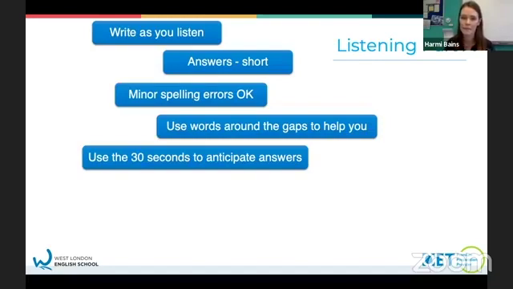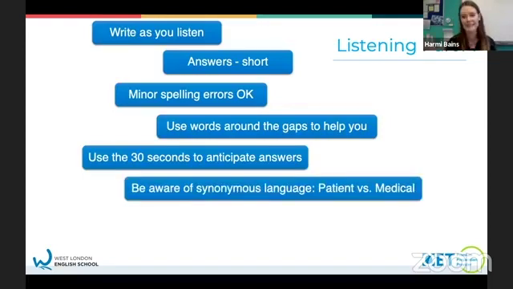So use those 30 seconds to anticipate your answers, almost guessing, working out what the answer could be. Like we saw earlier, "is allergic to": there are so many things it could be, but it's not going to be something completely strange. It's going to be something like penicillin or cats. It should be a noun. Exactly. So be aware of synonymous language, patient language versus medical language.